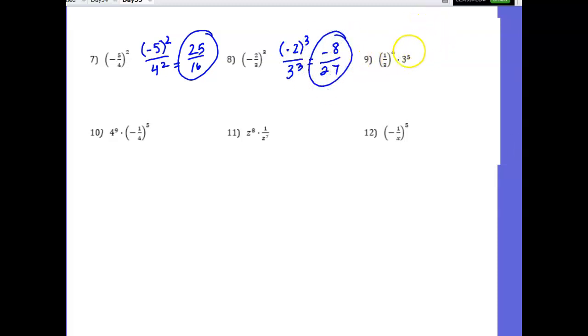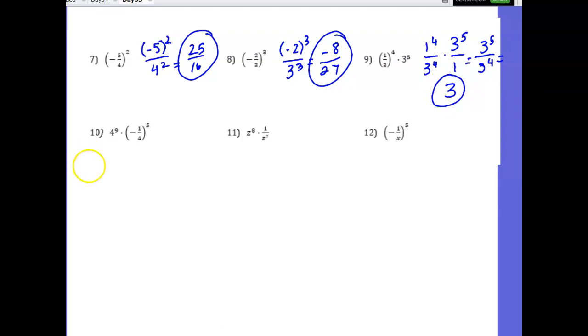Okay, 1 to the fourth over 3 to the fourth times 3 to the fifth. Well, 1 to the fourth is just going to be 1. So when we multiply through, we've got 3 to the fourth divided by 3 to the fifth divided by 3 to the fourth. When we subtract our exponents, we end up with just 3 to the 1 power, 3.